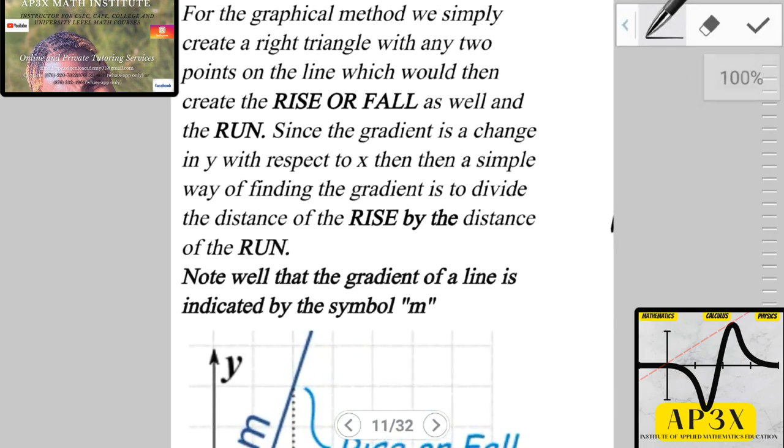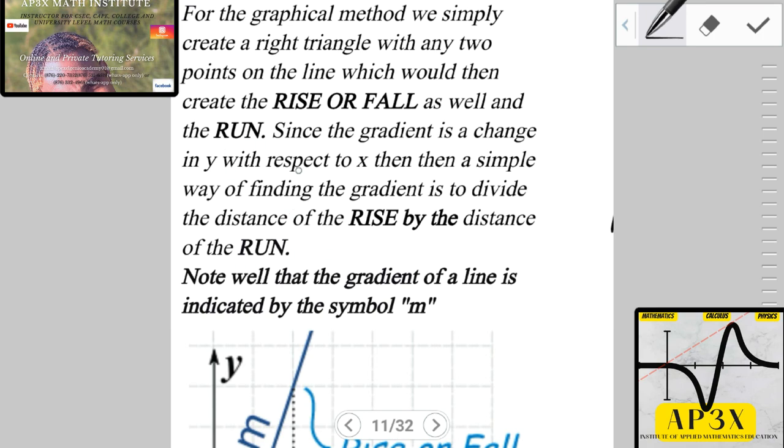All right, guys, so here for the graphical method now. In order for us to apply the graphical method or technique towards calculating the gradient or the steepness of a line, we have to create what is known as a right triangle that subtends the line. We simply create a right triangle with any 2 points on the line, and it doesn't have to be the start and the end, it could be anywhere in the middle.